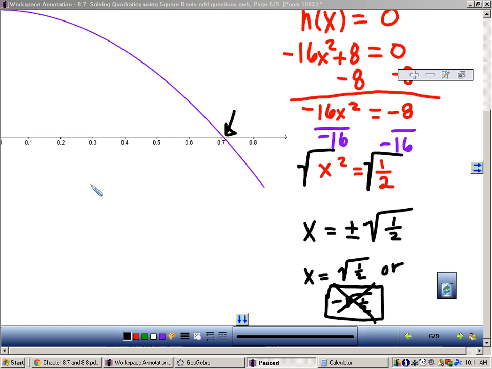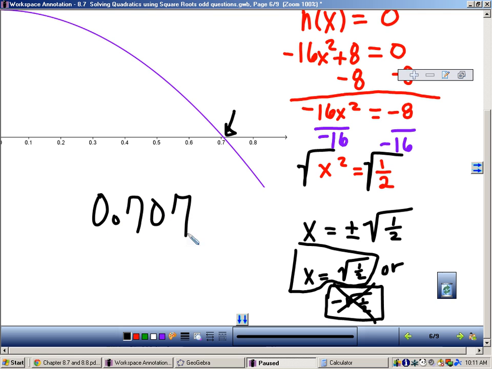That's pretty close to 0.7. So this is about the value for x here. Use the decimal approximation, let's round it off to the nearest 3 digits. So a little less than 1 second is when the ball will hit the ground.